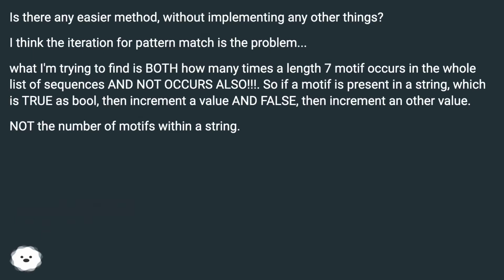What I'm trying to find is both how many times a length 7 motif occurs in the whole list of sequences and also how many times it does not occur. So if a motif is present in a string, which is true as a bool, then increment one value; if false, then increment another value. Not the number of motifs within a string.